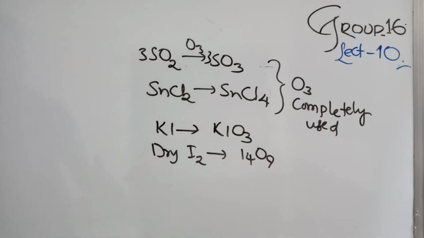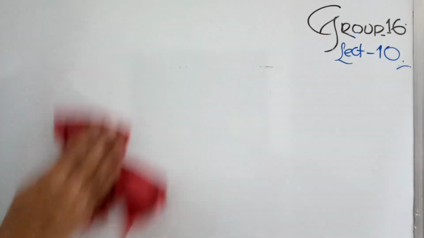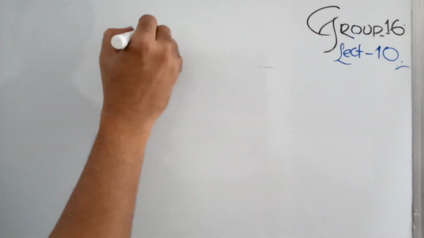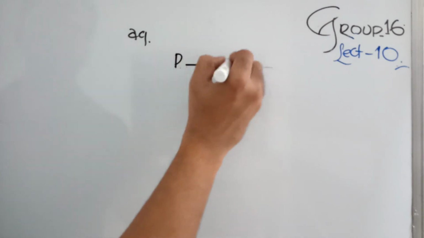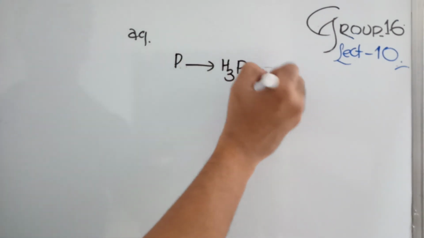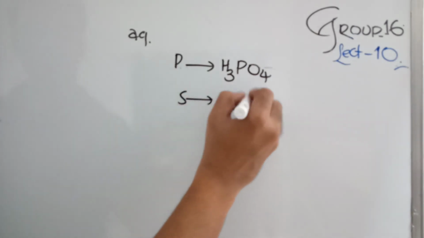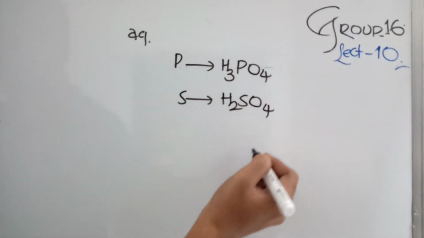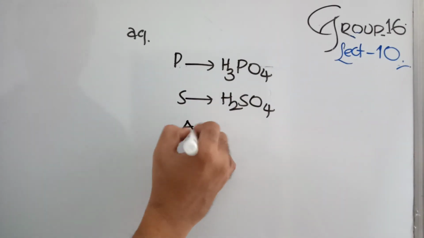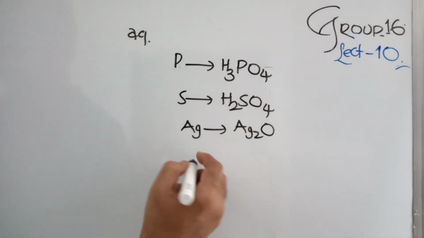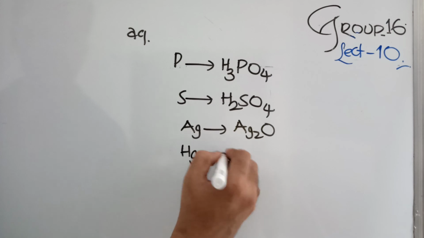The remaining reactions will be in aqueous solutions, I will be saying. In aqueous solutions, if phosphorus is there, it will be oxidized to H3PO4. Sulfur will be converted to H2SO4, sulfuric acid. Silver is converted to Ag2O, black color silver oxide. Hg is converted to Hg2O.